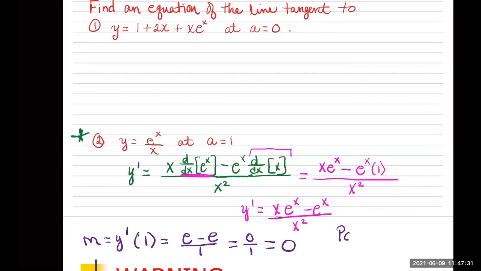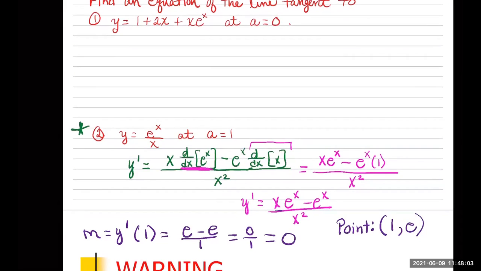The other thing I need is a point on my graph, and the x-coordinate is 1. So what's my y-coordinate? If the x-coordinate is 1, what's the y-coordinate? Yeah, e. And again, don't change that to a decimal.